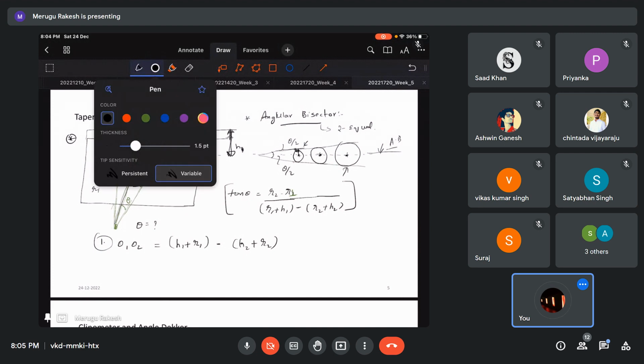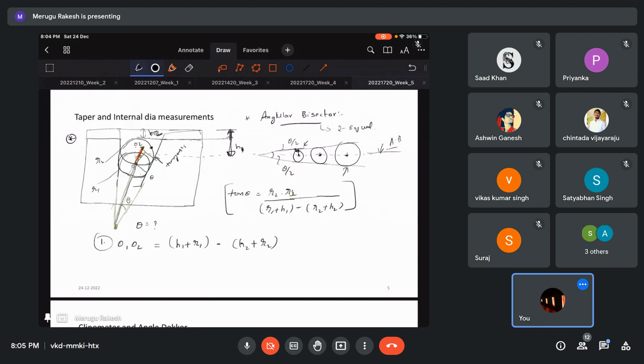Okay, let us try. So this H1 plus R1 will be this height, right? The vertical height. That is H1 plus R1. That will be this distance. Right here itself. This is R1, H1 plus R1, the total distance. Then minus H2 plus R2.